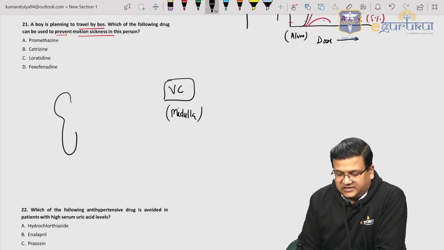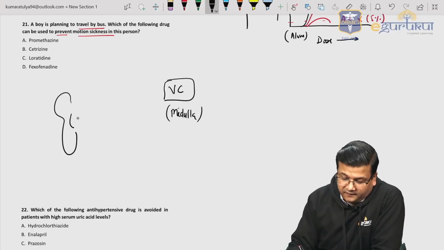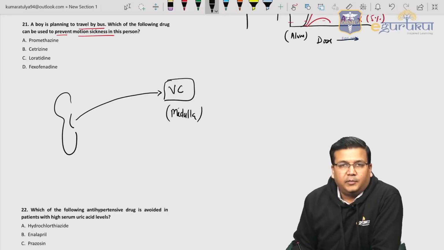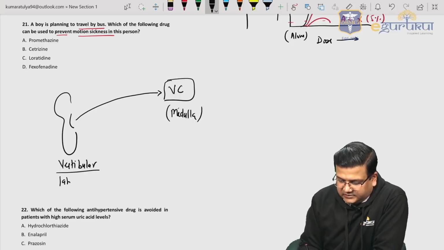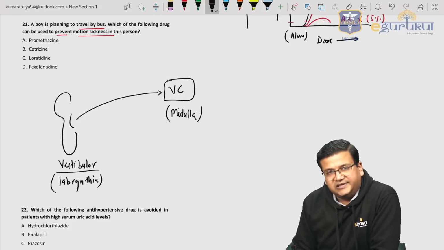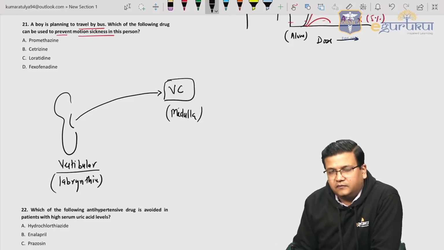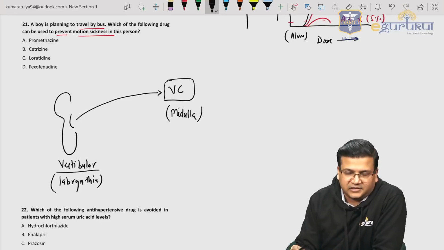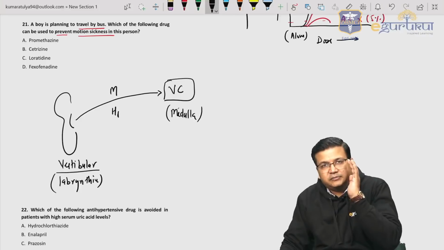For motion sickness, the impulse arises in the labyrinthine or the vestibular apparatus in the ear. From here, the impulse will travel to the vomiting center. So this is the vestibular, or you can say labyrinthine apparatus in the ear, and from here the impulse will go to the medullary center and cause motion sickness. Now on this pathway going from ear to the vomiting center in medulla, only two kinds of receptors are present, either muscarinic receptor or histaminic receptor. No other receptor is present on this pathway.